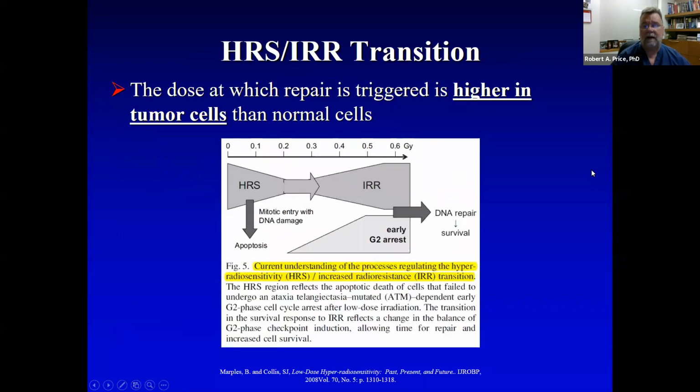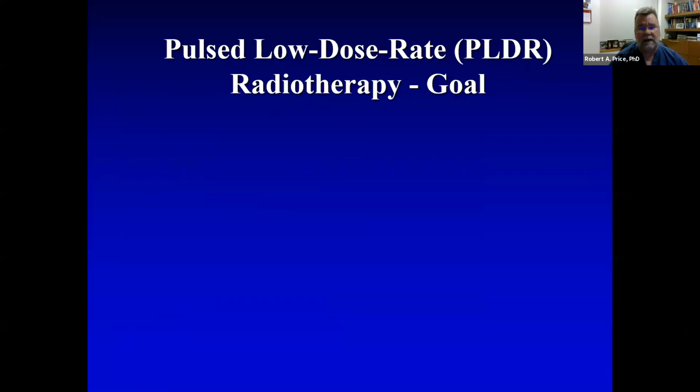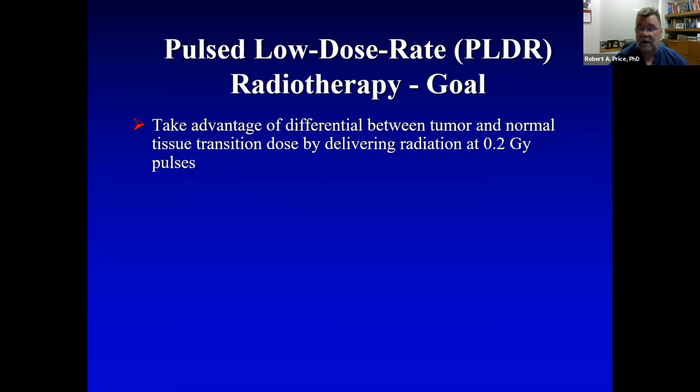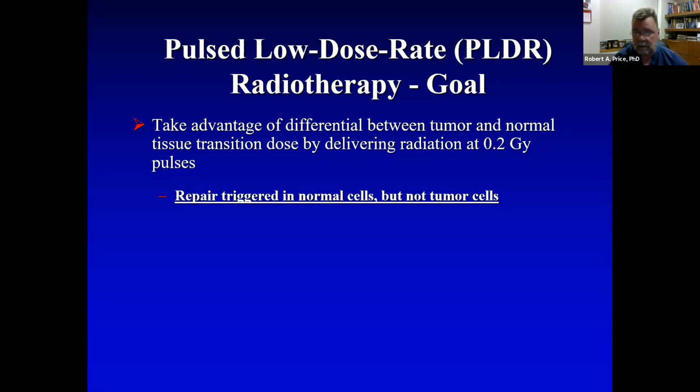We would like to take advantage of this. The dose at which repair is triggered is higher in tumor cells than in normal cells. So this is exactly what we do with the pulse technique. The goal is to take advantage of that differential between the tumor and the normal tissue by using 0.2 gray pulses. The repair is triggered in the normal cells, but the tumor cells don't get better.